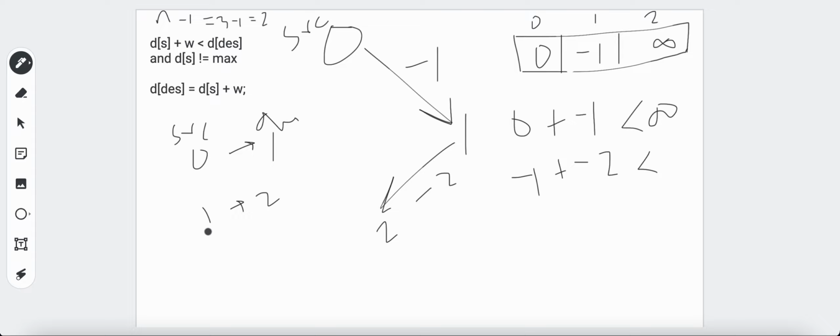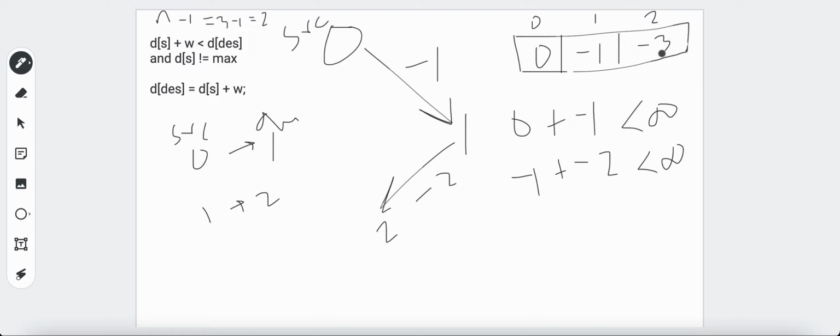So now we are here. Distance of source plus weight. What is the weight? Minus 2. Distance of source, we can get from our distance array: minus 1 plus minus 2 is minus 3. Minus 3 is less than infinity. Okay, so this value gets updated. So this is minus 3.